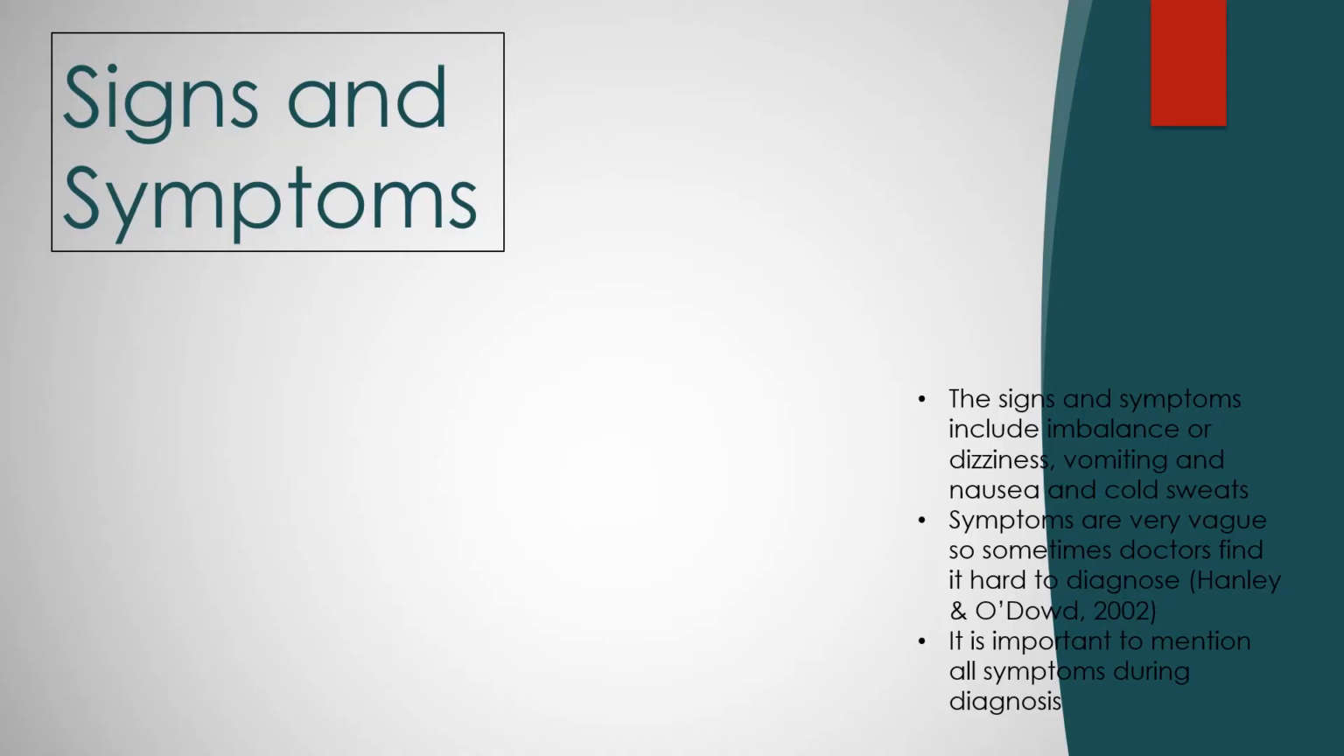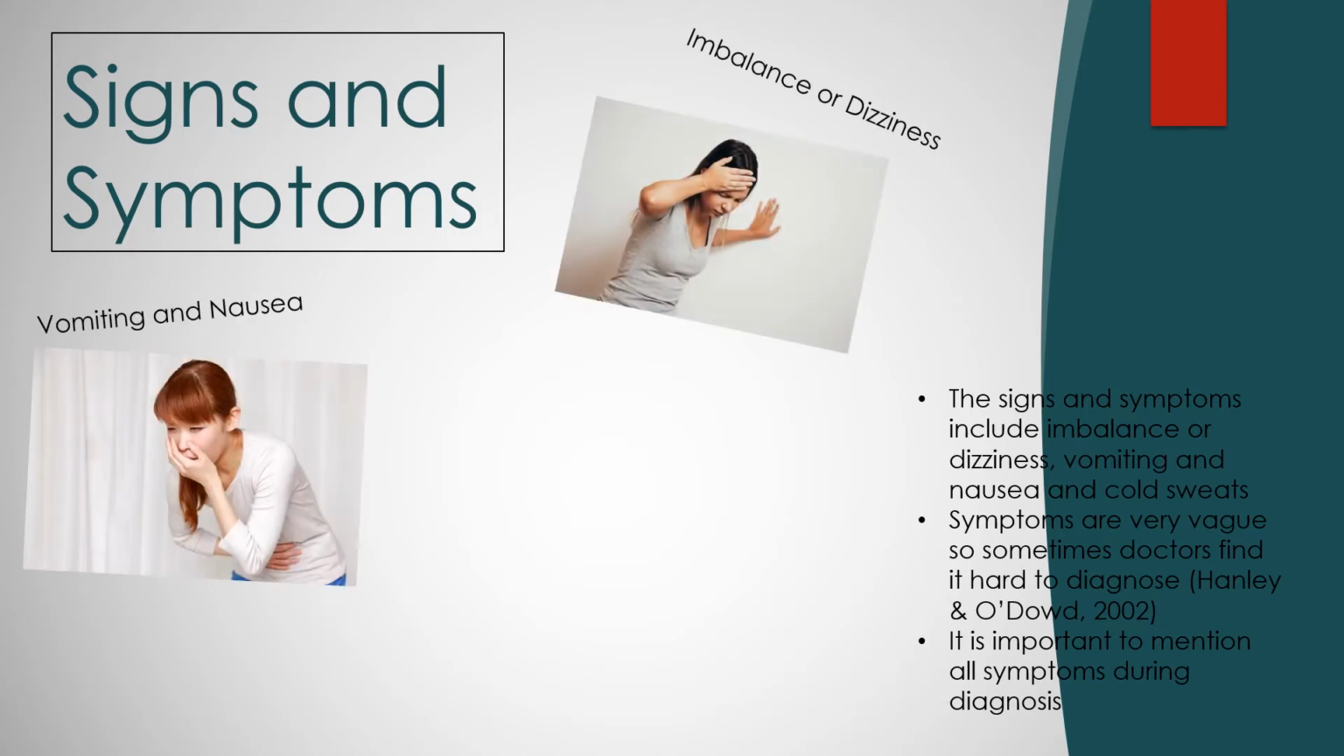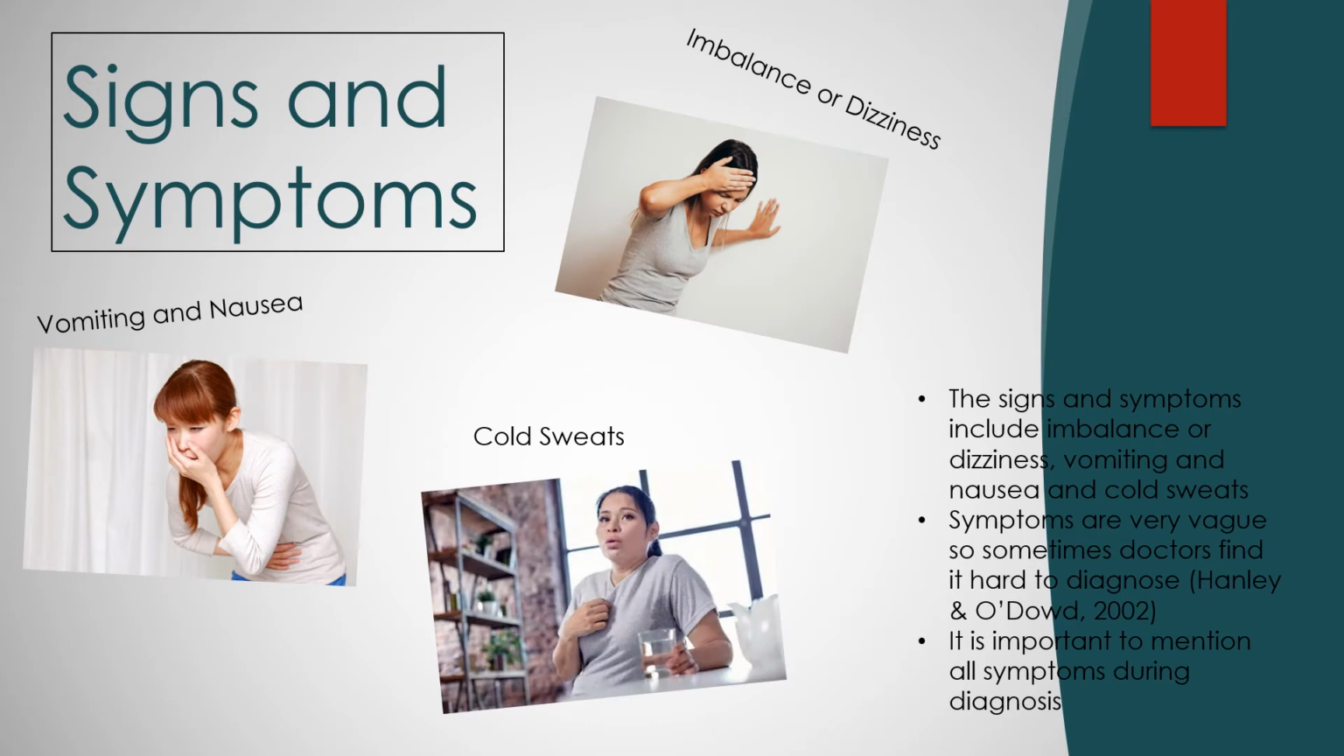The signs and symptoms of vertigo. The signs and symptoms include imbalance or dizziness, vomiting and nausea, and cold sweats. These symptoms are very vague, so sometimes doctors find vertigo hard to diagnose. It is important to mention all these symptoms during diagnosis, as there are many subcategories of conditions related to vertigo that could be misdiagnosed.